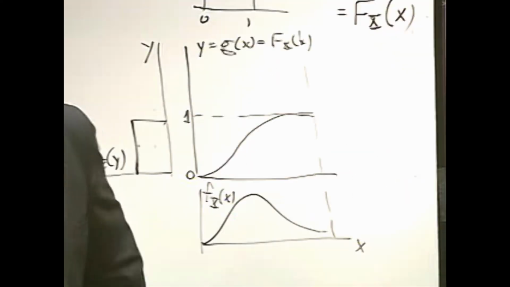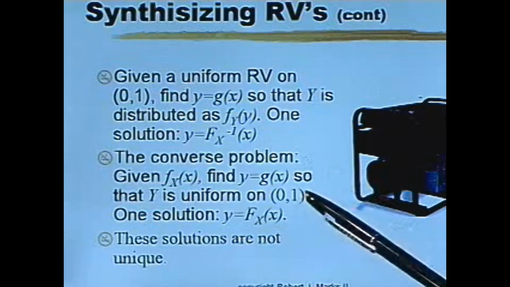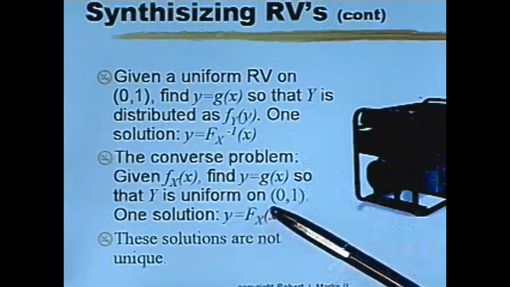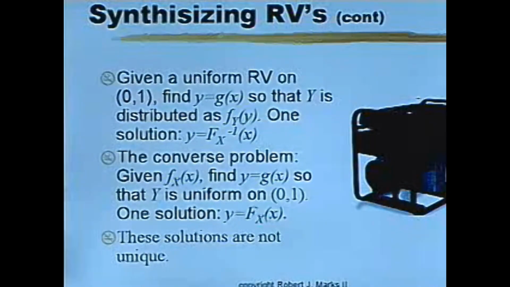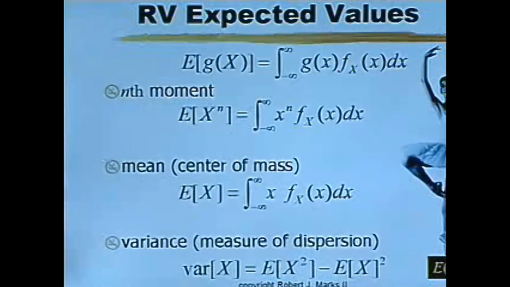So again, if we go back to the overhead, the converse problem is given f sub x, find y equal to g of x, so that y is uniform on 0, 1. We have just illustrated that one solution is y equal to f sub x. You should be able to prove that, much like we proved the last result. Again, I want to emphasize these solutions are not unique, or not the easiest computationally. If, for example, you have a uniform random variable and you want to make a Gaussian random variable out of it, then you have to use a nonlinearity of an inverse error function, which is very difficult to compute numerically. There are easier transformations which will allow you to do this, however. But this is a brute force one.